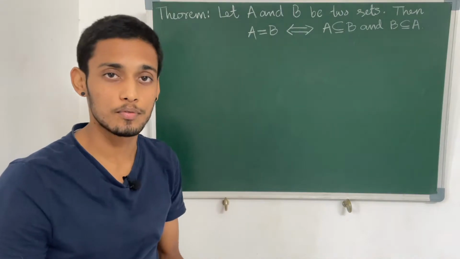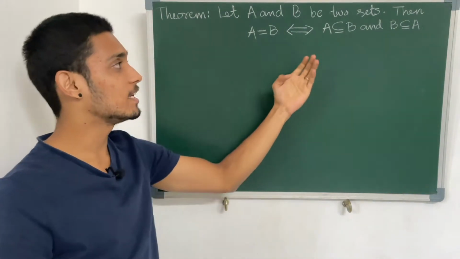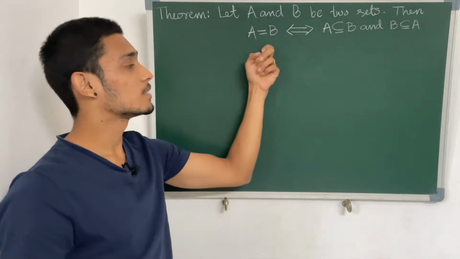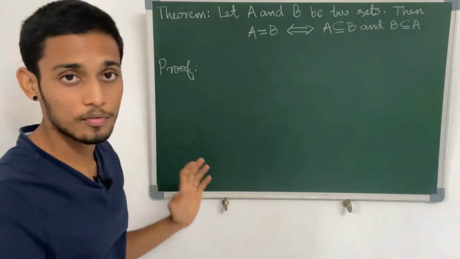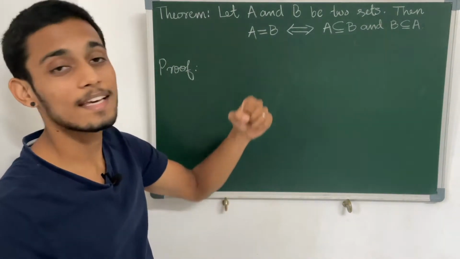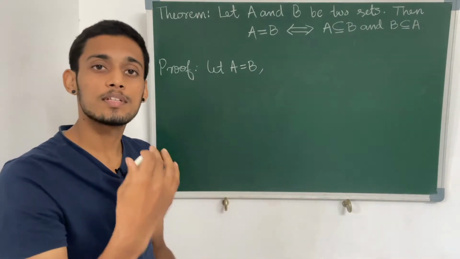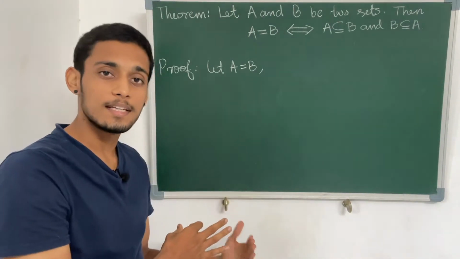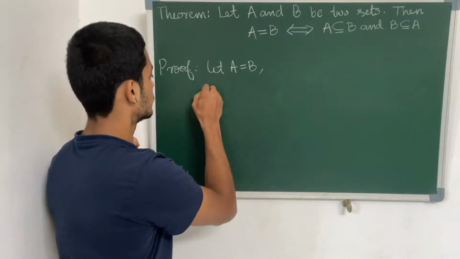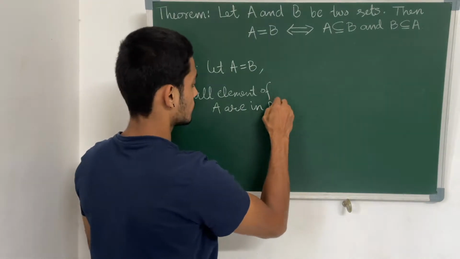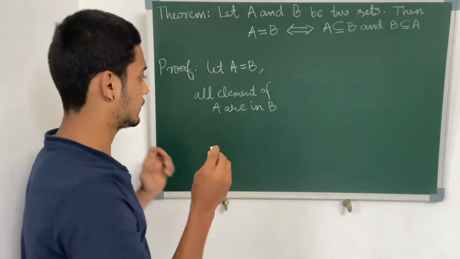So let us try to prove this. We will first prove that if A is equal to B, then this side is true, and then we will try to see if this is true, can the sets be equal? So we have our proof now. First let us consider A is equal to B. If the set A is equal to the set B, then all the elements in A are in B. That is by the definition of equal sets, correct? And similarly, if B is equal to A, all the elements of B are in A.